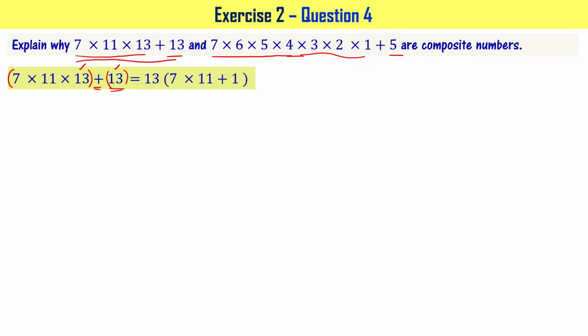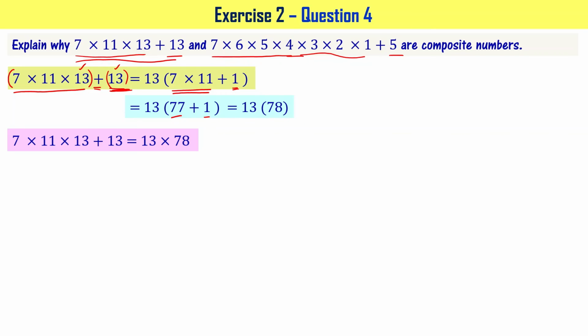Let me do that. So when I take 13 as the common factor out of these numbers, what I get is 7 times 11 as the number. And when I take 13 as the common factor from this number, then I get 1 as the number, right? So this is equal to 13 times 77 plus 1. 7 times 11 is 77, and plus 1. That can now be written as 13 times 78, right?